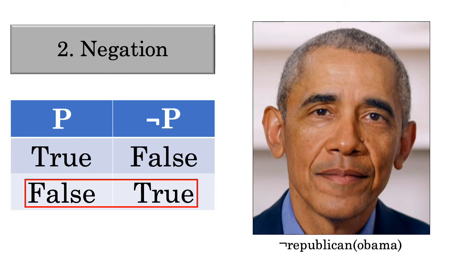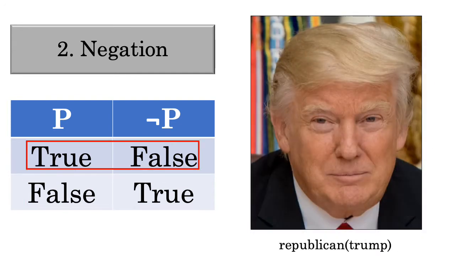In this case, it's false that Obama is a Republican, so it's true that he's not a Republican. That corresponds to the bottom row. By contrast, it's true that Trump is a Republican, so it's false that Trump is not a Republican. That corresponds to the first row on the truth table.